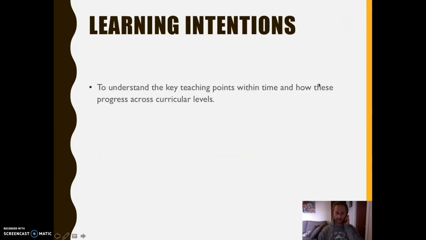Okay, so hopefully that was a quick overview of the key teaching points within time and how to use these and how they progress across curriculum levels.